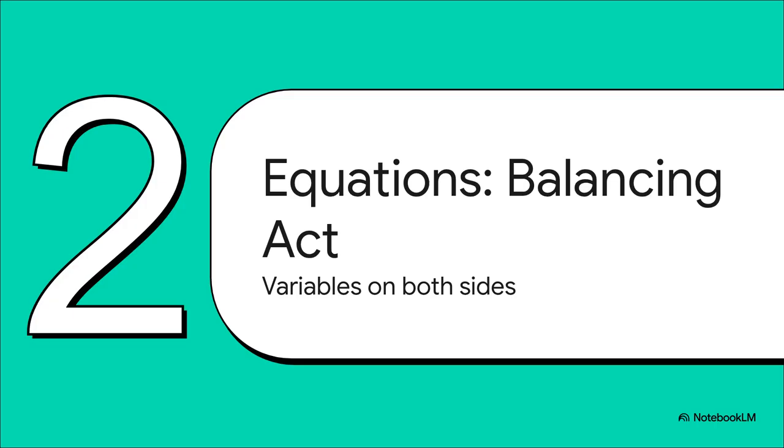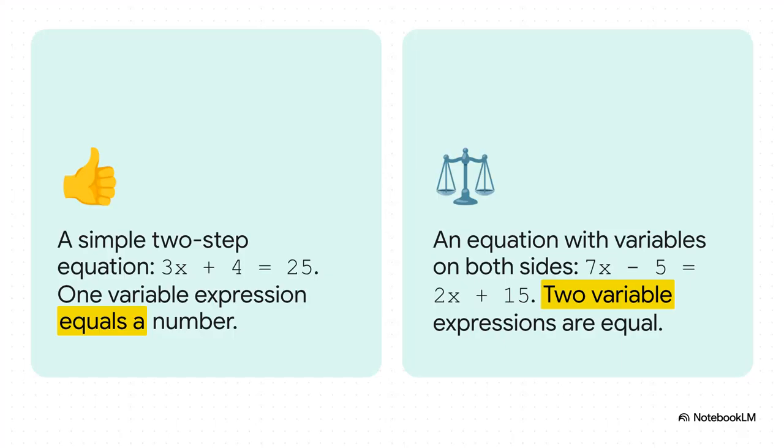Well, we're going to start with something you already know pretty well, equations. But we are about to seriously level up from the simple stuff you've seen before to something way more dynamic. So, over on the left, you've got something you've probably seen a bunch of times, right? A simple two-step equation. One expression with a variable, and it equals a plain old number. But now check out the right side. This is the new stuff. We've got variables on both sides of that equal sign. You can think of it like two different situations, two moving parts, and we're trying to find the exact point where they totally balance out.